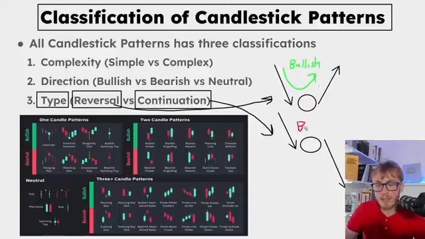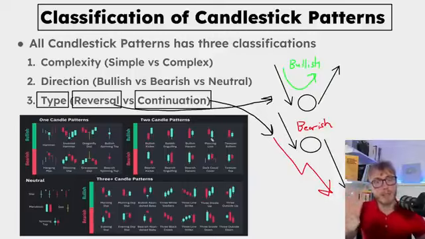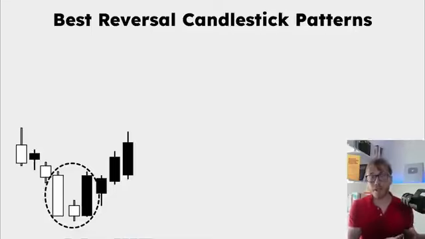And this right here is a bearish continuation pattern, right? Because it indicates a continuation of the trend to the downside. And we also, of course, have bearish reversal patterns, and we also have bullish continuation patterns. So we basically have 4 different combinations. All right, so now we are finally ready to start taking a look at candlestick patterns.